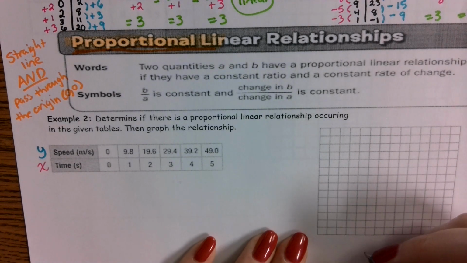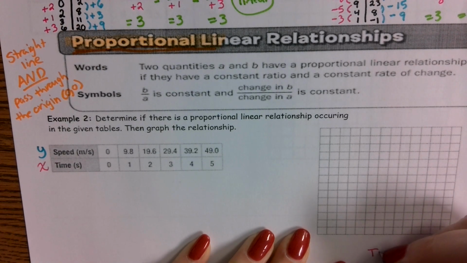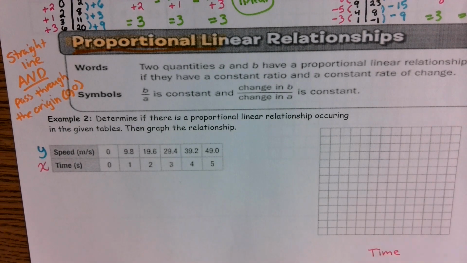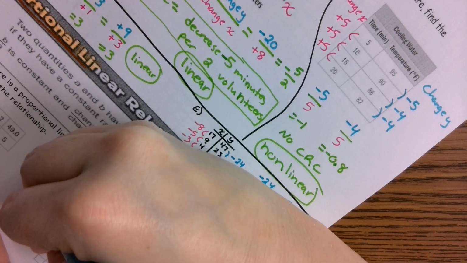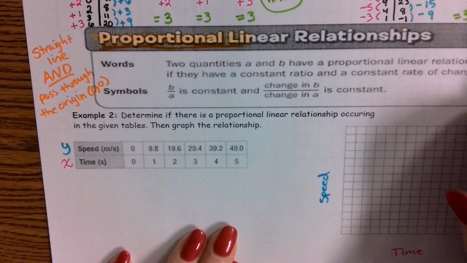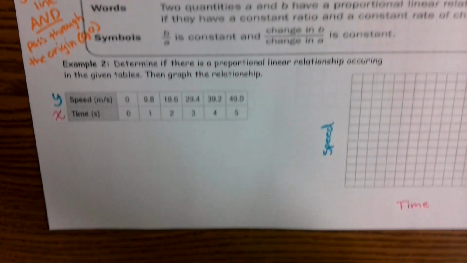So our time is going to be relevant to here on the bottom. And then speed is what's going to be the y-axis. So I'm going to go ahead and get those labels created right now.